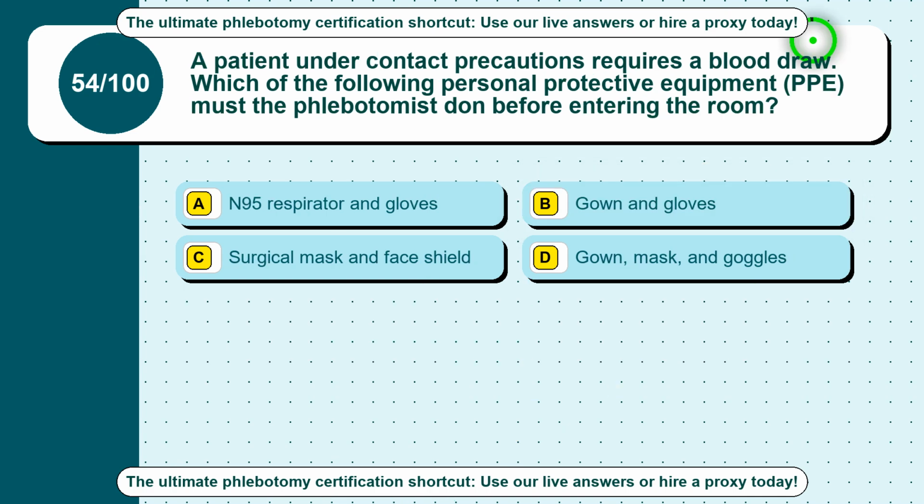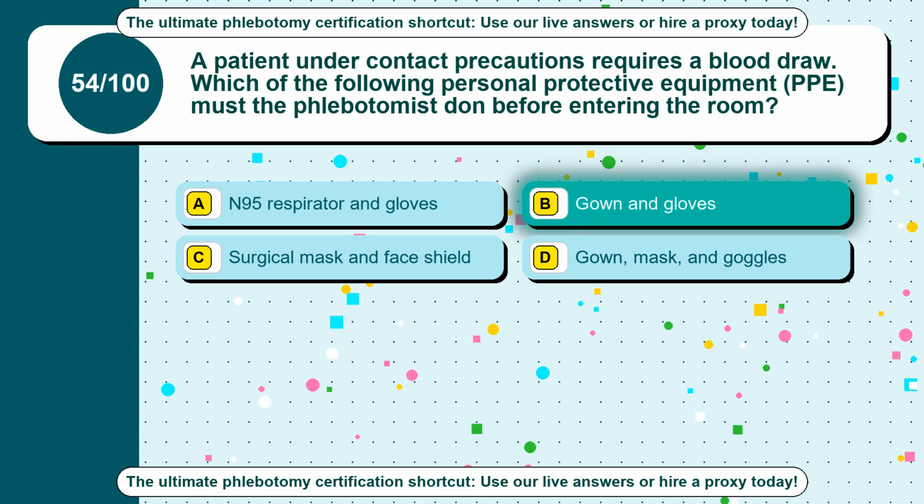Question 54. A patient under contact precautions requires a blood draw. Which of the following personal protective equipment, PPE, must the phlebotomist don before entering the room? Option A, N95 respirator and gloves. Option B, gown and gloves. Option C, surgical mask and face shield. Option D, gown, mask, and goggles. The correct answer is option B, gown and gloves.